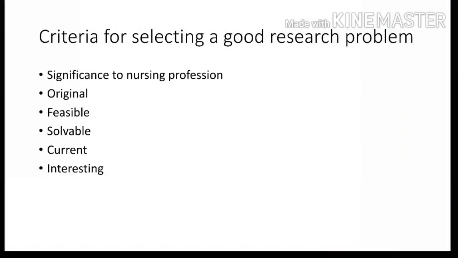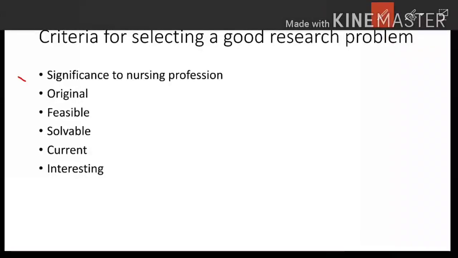Next is the criteria for selecting a good research problem. We have already seen from what sources we can get the research problem. Now, what criteria should you have when selecting a good research problem, or when can you call it a good research problem? First is significance to the nursing profession. A problem that a researcher selects should have significance to the nursing profession, or if it will not serve any purpose, then it will not be of any use.